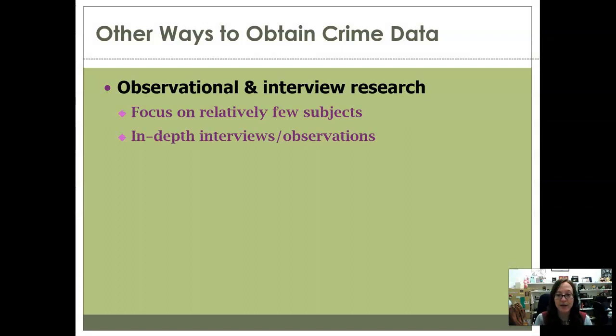Another way is through observational and interview research. This typically looks at a relatively small number of subjects because you're going in depth. It's either an in-depth interview, so you're sitting and talking to somebody for hours, or it's an in-depth observation, which may take place over a long period of time. It can still include a good number of people, but you just can't reach the number that national databases can, or large-scale surveys.